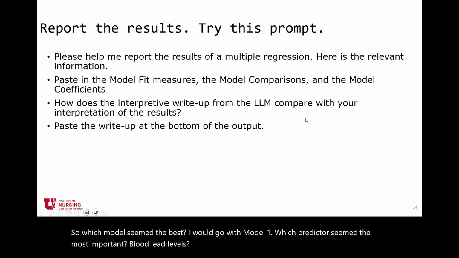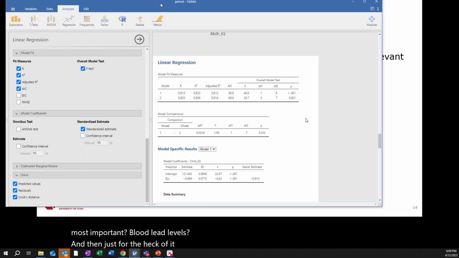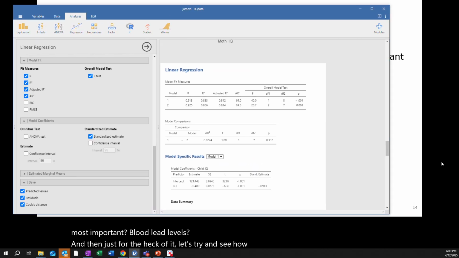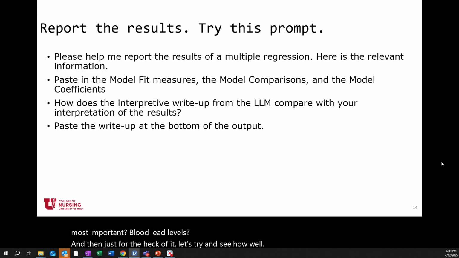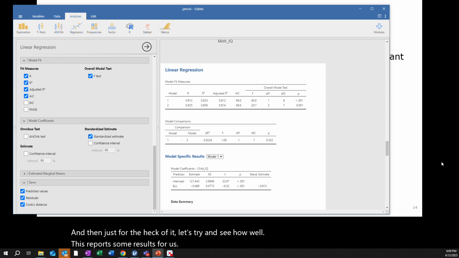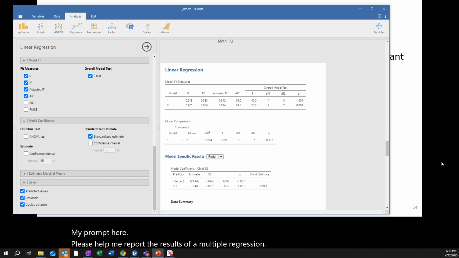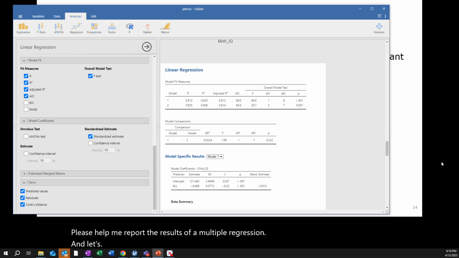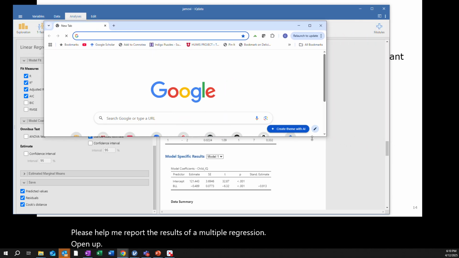And then just for the heck of it, let's try and see how well this reports some results for us. So if I go copy my prompt here, please help me report the results of a multiple regression. And let's open up ChatGPT.